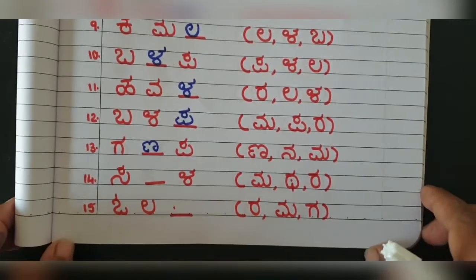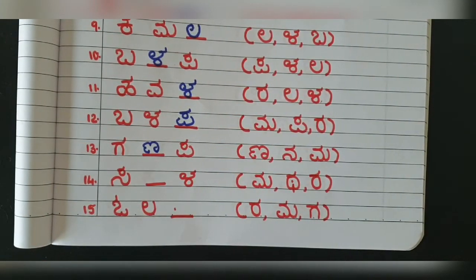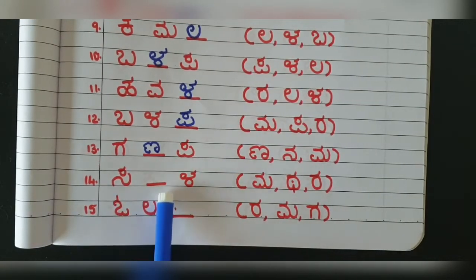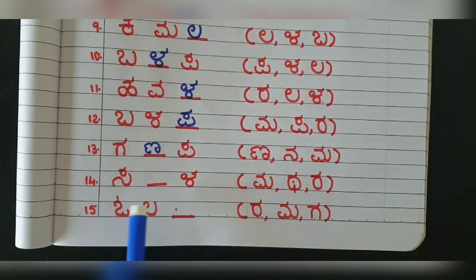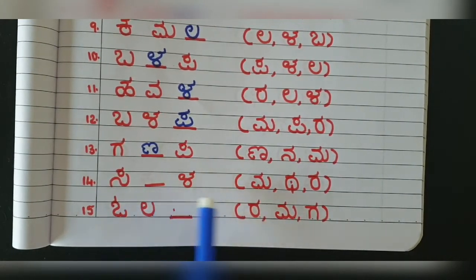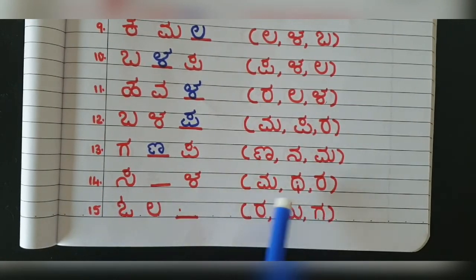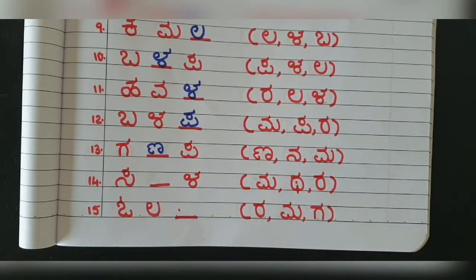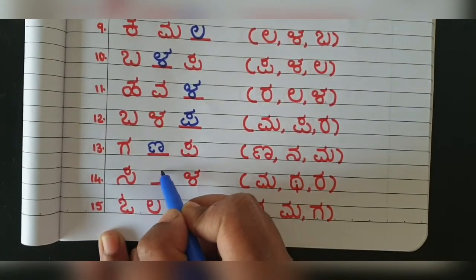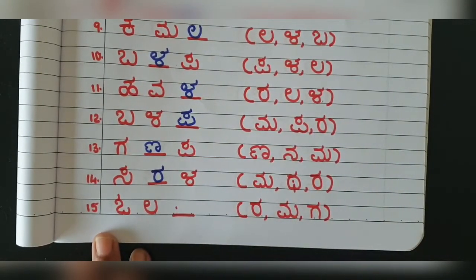The next word is sa dash ra. Sa dash la. Sa ma la. Doesn't make sense. Sa tha la. Doesn't make sense. Sarala. Yes, sarala. Sarala means simple, right? Sarala.